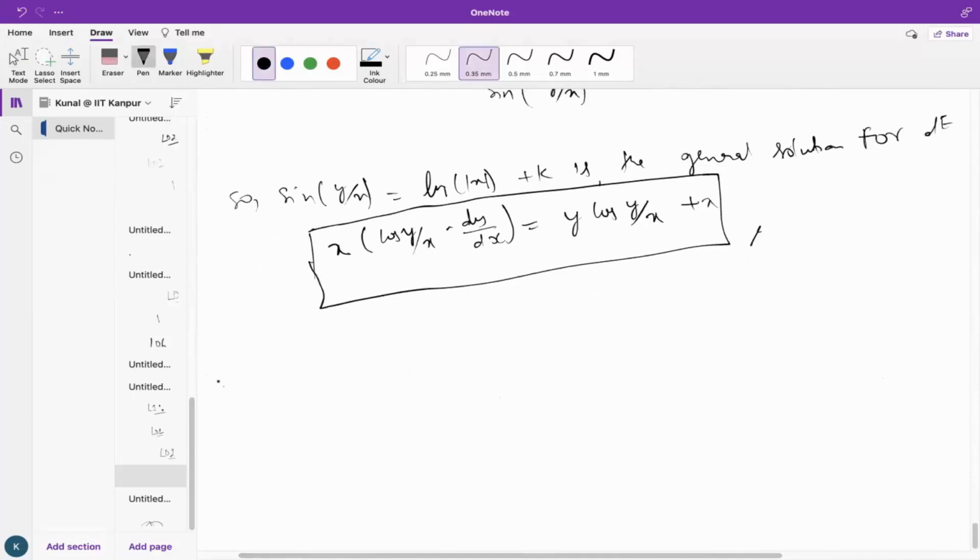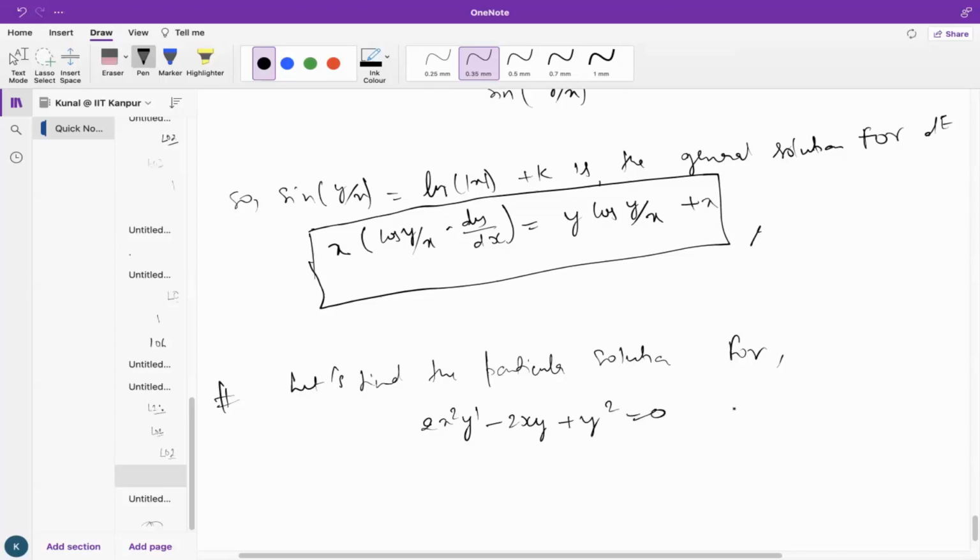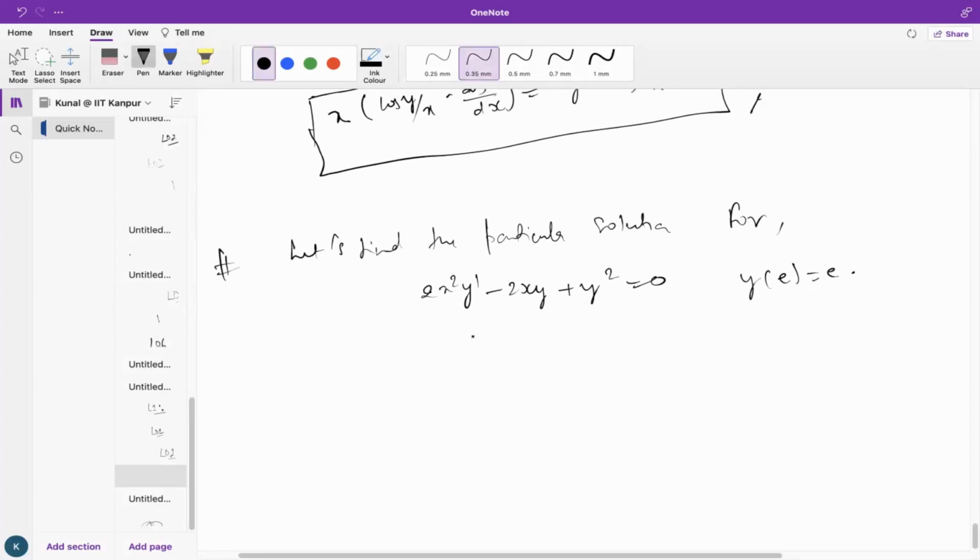So let's do one problem on particular solution. You have to actually find the particular solution for 2x square y dash, and you all know what y dash is, right? So I'm not gonna write it here. 2xy plus y square is equal to 0, at y is equal to e. So you have to find the particular solution for this differential equation.